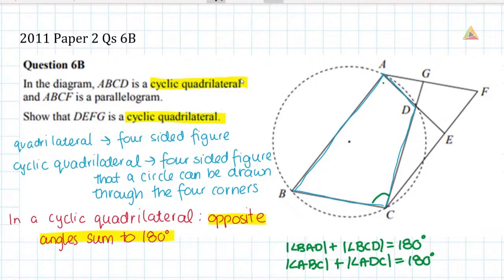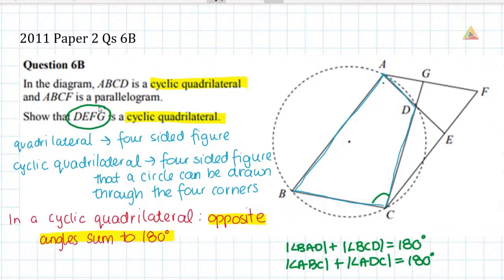We're also told that ABCF is a parallelogram. So starting at A, going to B, over to C, and back up to F and back to A is going to be a parallelogram. And one of the things we know about parallelograms is that opposite angles are equal in measure. So the angle from B to A to F is going to equal the angle from B to C to F, and the angle from A to B to C is going to equal the angle from A to F to C.